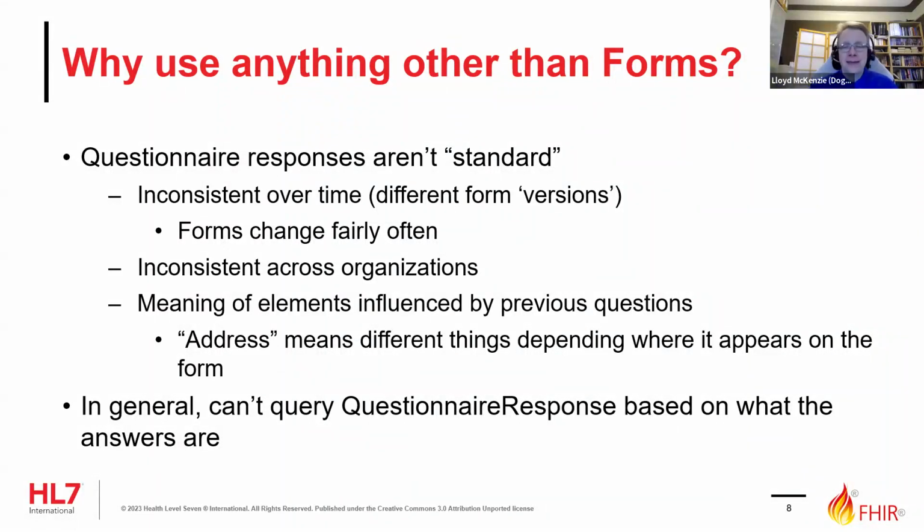Also, the meaning of elements can be dependent on where they appear. You may see the label, address, or name multiple places on the form, and it means different things in every single place. It might be the name of the patient, it might be the name of their next of kin, it might be the name of their GP, it might be the name of who knows what. And so trying to figure out what does information mean is very difficult.